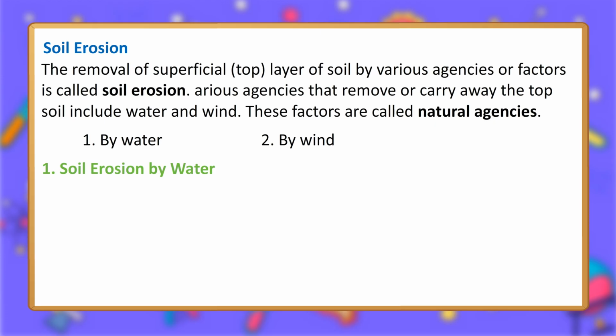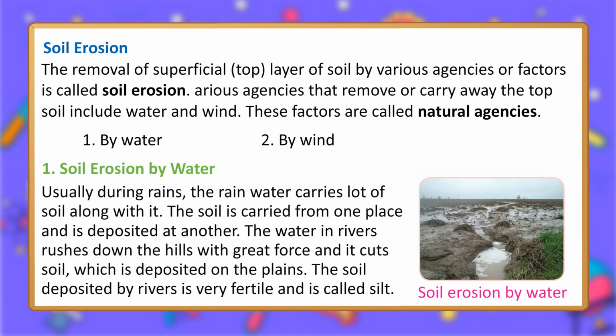1. Soil erosion by water. Usually during rains, the rainwater carries a lot of soil along with it. The soil is carried from one place and is deposited at another. The water in rivers rushes down the hills with great force and cuts soil, which is deposited on the plains. The soil deposited by rivers is very fertile and is called silt.